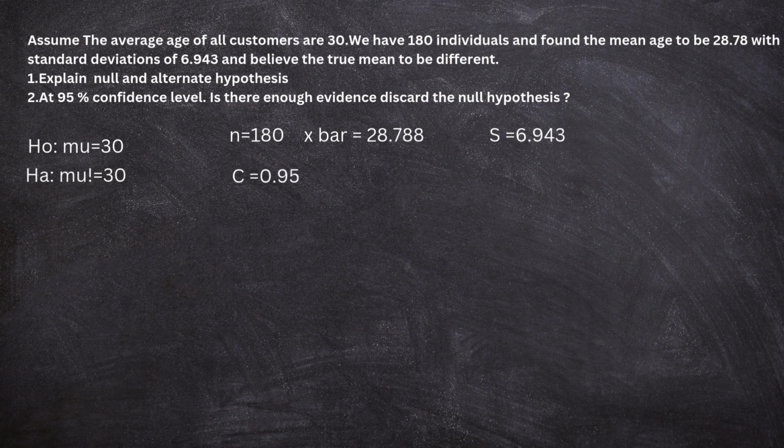In this problem, we don't know the population standard deviation. The next thing is the significance level. We have the confidence level is 95%, so it's 0.95. This significance level, represented by alpha, is equal to 1 minus the confidence level. Now the alpha value is 0.05.